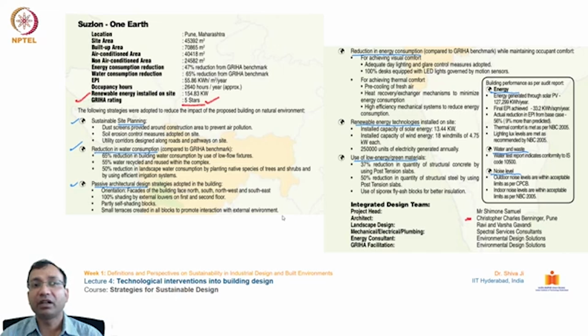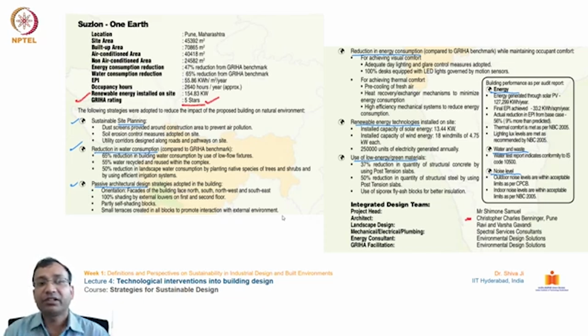And they have achieved thermal comfort also by pre-cooling the fresh air. They have used heat recovery systems and heat exchanger systems to minimize heat and energy losses. They have used high efficiency mechanical systems to reduce energy consumption, and for renewable energy, they have installed a solar generation plant of 13.44 kilowatt on site itself, and they are meeting their energy requirements. They have even installed 18 windmills of 4.75 kilowatt each, so they are generating 2,50,000 units of electricity annually.